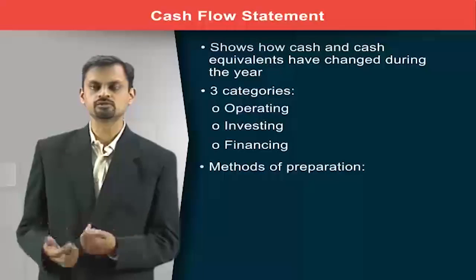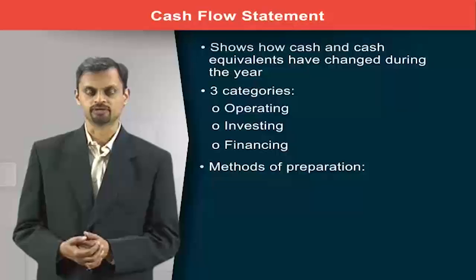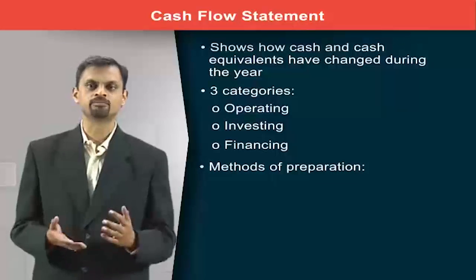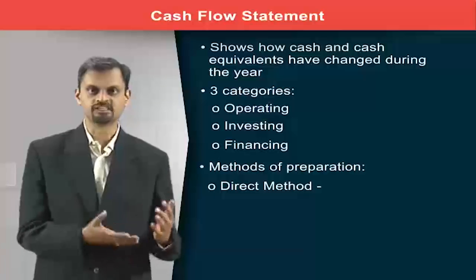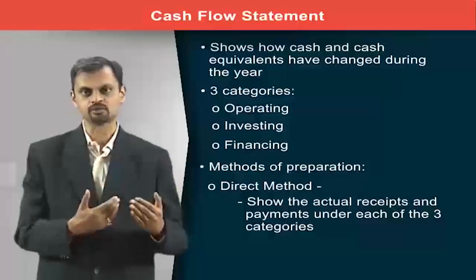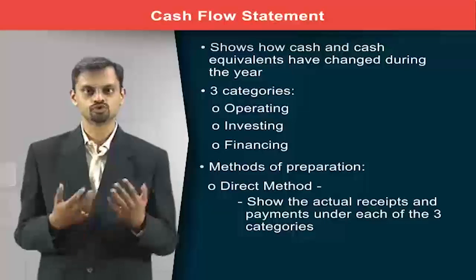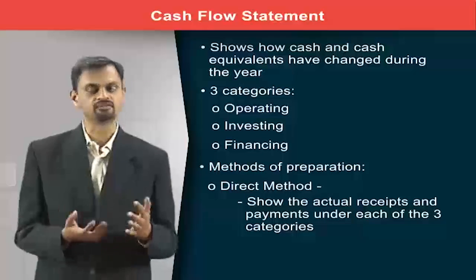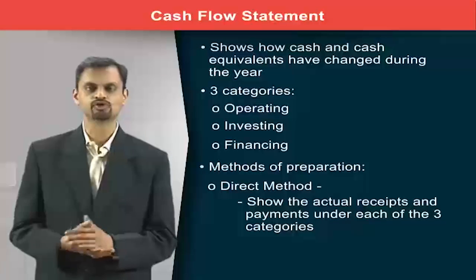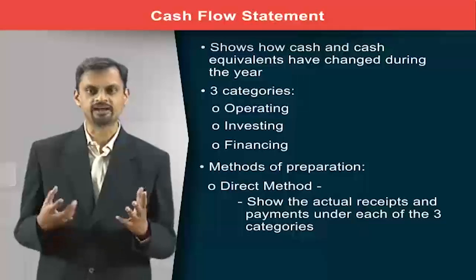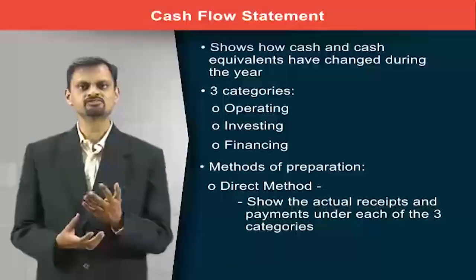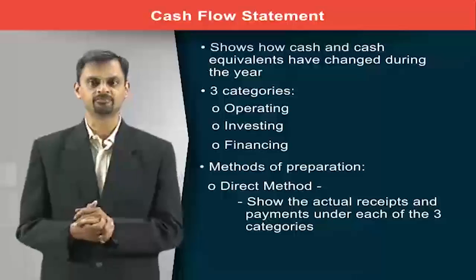Now there are two methods in which you can prepare the cash flow statement. One is called direct method and another is called indirect method. Now in direct method, for these three activities, operating, investing and financing, you actually show how much cash received, how much cash paid. So you show the actual receipts and payments under each of these categories. But this direct method is typically a tedious method, because in the whole year, identifying the actual receipts and actual payments becomes a very tedious activity. So that is why normally the companies prefer indirect method.